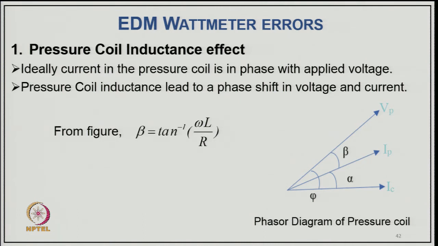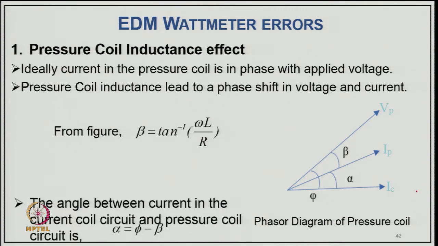So, we have a voltage applied to the pressure coil, then the current in the pressure coil lags at the angle of beta because of the inductive effect, and then the current in the current coil is at the angle of phi, which is the power factor angle. Ideally, the current in the pressure coil is in phase with the applied voltage, but the pressure coil inductance leads to a phase shift between the voltage and current. From the figure we can call it beta, and that phase shift between pressure coil voltage and current will be beta equal to tan inverse of omega L upon R.